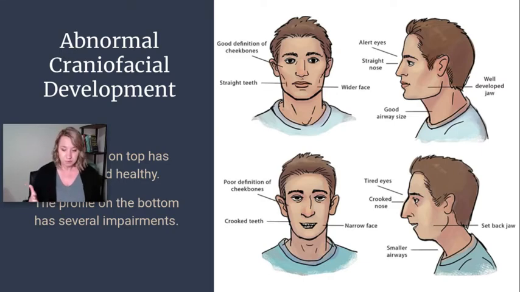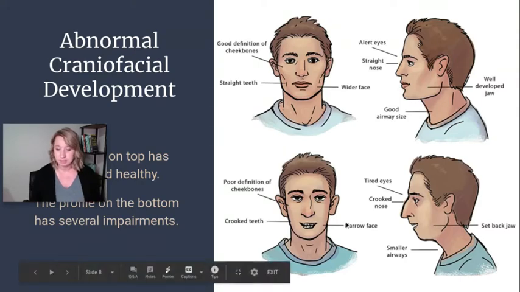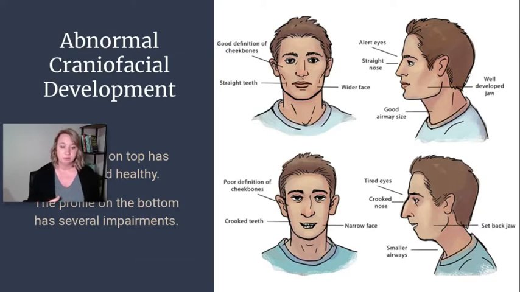So let's talk about why. What does the tongue do when it's in the roof of your mouth? It acts as a placeholder, so it keeps your jaw nice and wide, your upper jaw nice and wide. It also holds your airways open. It allows your teeth to come in straight. So all of these things right here, crooked teeth, a narrow face, a setback jaw, and smaller airways, all of that is the result of a tongue not being in the roof of the mouth.